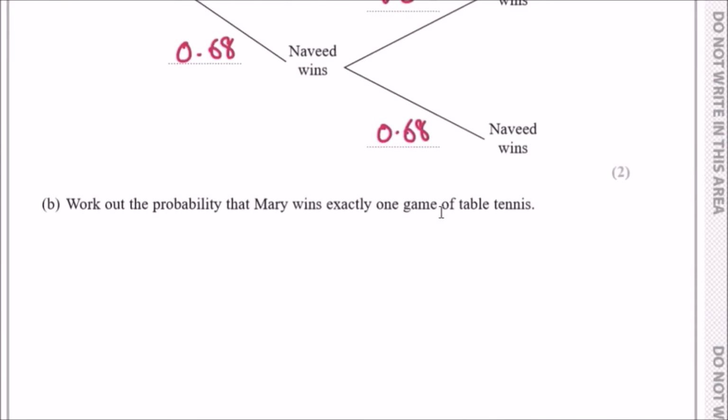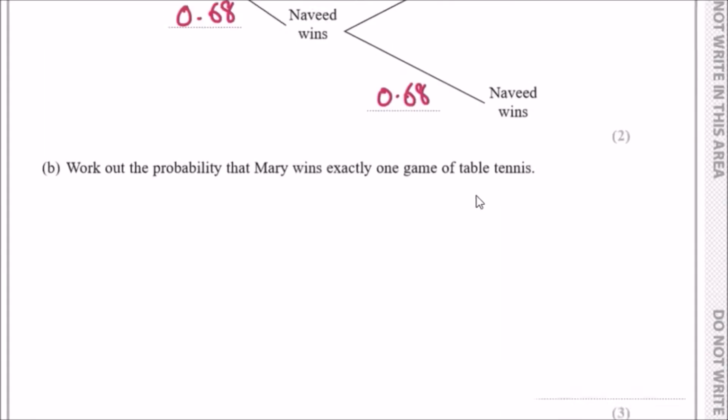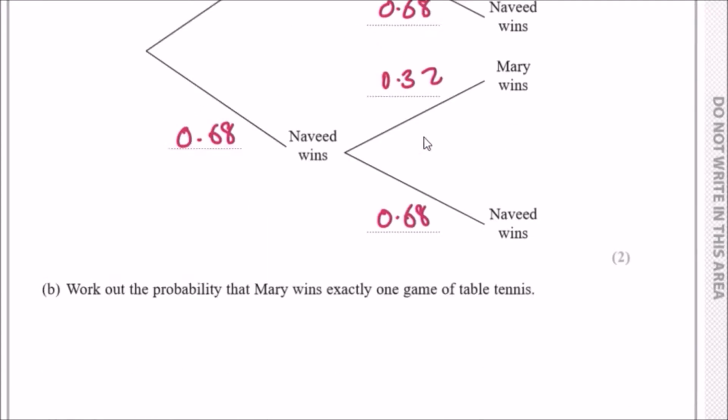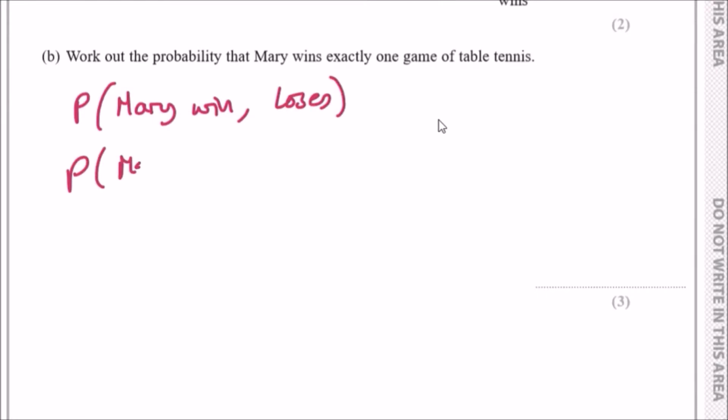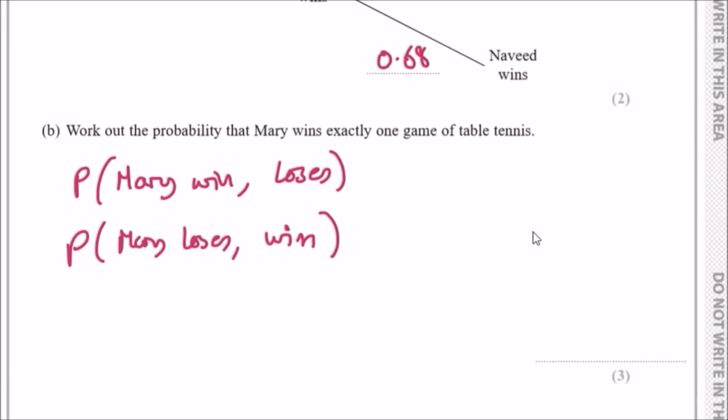Now, work out the probability that Mary wins exactly 1 game of table tennis. So to win exactly 1 game, we're looking at it like this. Let Mary win the first game, yeah? So Mary wins the first game and then loses the second, yeah? Or this can happen if Mary loses the first game and then wins the second. So we have to literally put every single option out there.